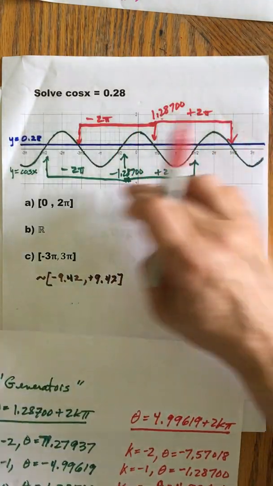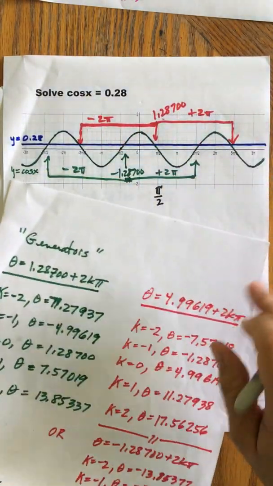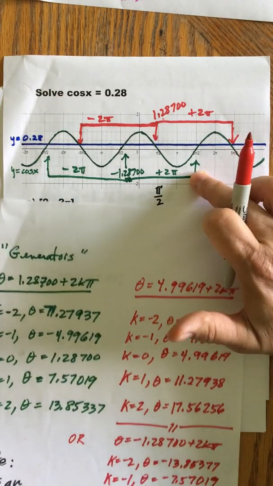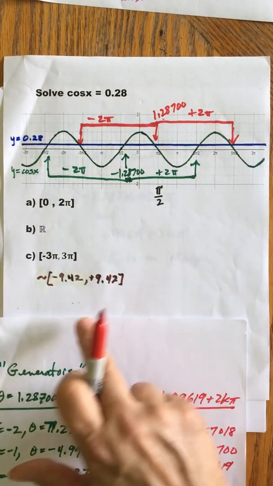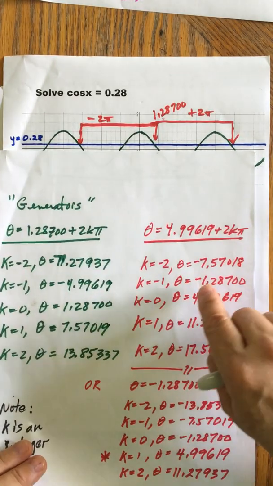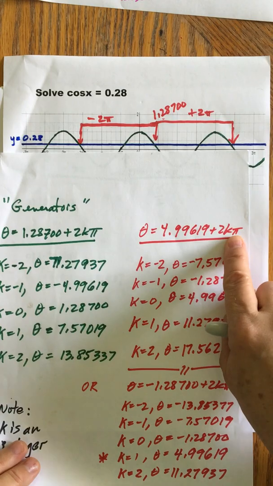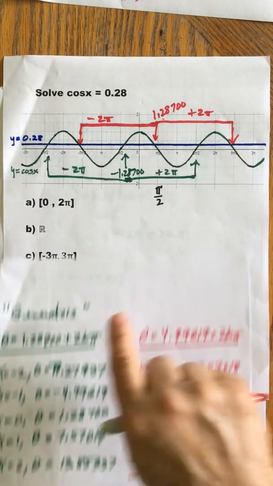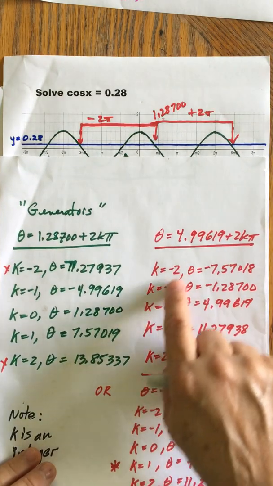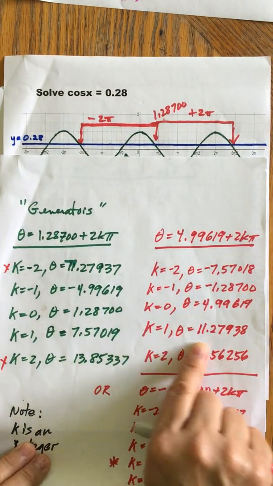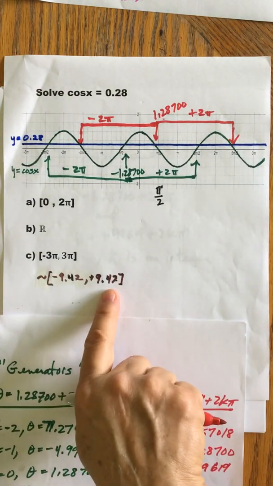That's for that generator. Now for this generator here on the bottom, I'm starting at 4.99, which is right here. So again, you're looking for solutions between -9.42 and positive 9.42 radians. When I start putting in values of k, I start at -2, and I'm already within the correct interval for both k equal -2 and -1, and then 0. But as soon as I go k equal 1, I've surpassed 9.42.